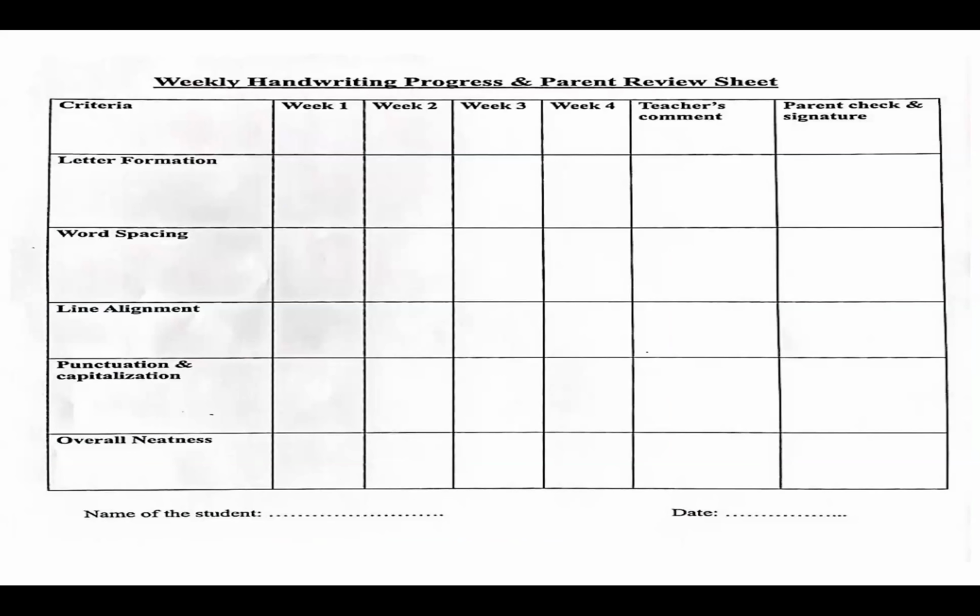Here the weekly handwriting progress. I designed these sheets to track the students' handwriting progress weekly. It assesses key criteria such as letter formation, word spacing, line alignment, punctuation, and overall neatness. Here I will provide feedback based on the students' performance, while parents will also have the opportunity to review and acknowledge the students' progress by signing the sheet. This criteria will help to monitor and encourage both the students and parents to stay engaged in the handwriting improvement process.